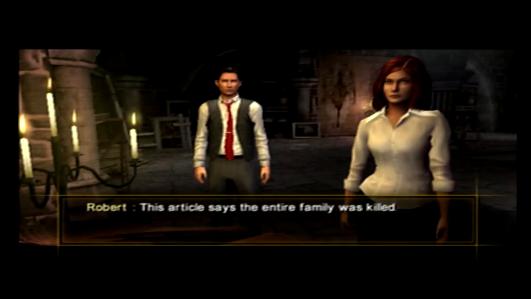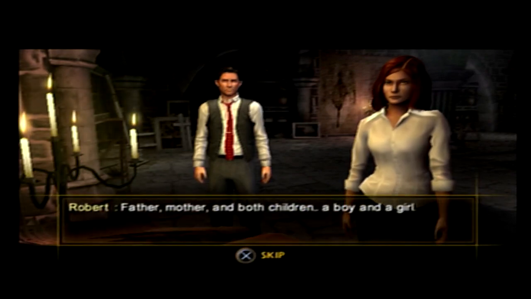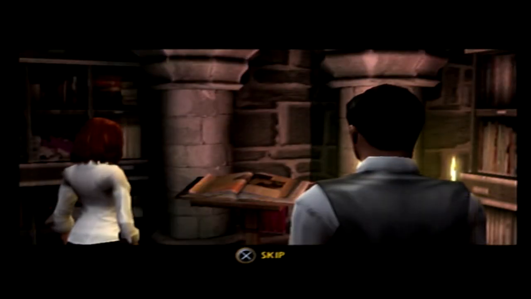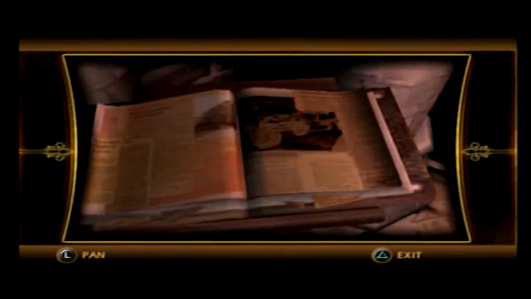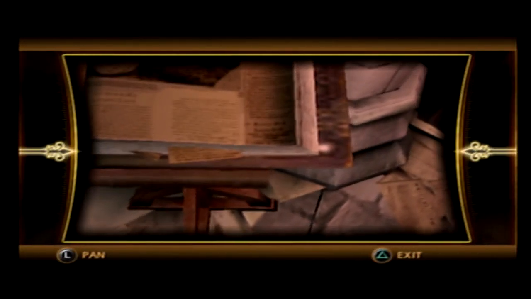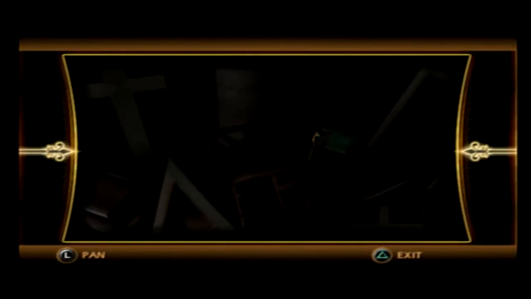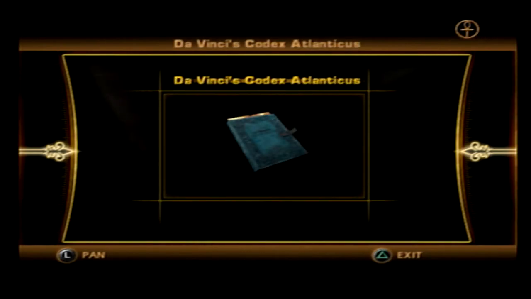Whoa. This article says the entire family was killed. Father, mother, and both children? A boy and a girl. Only their name isn't Neveu. It's Sinclair. This makes no sense. It makes perfect sense. Robert, are you a ghost? Oh. Let's all examine. I see a thing. There we go.